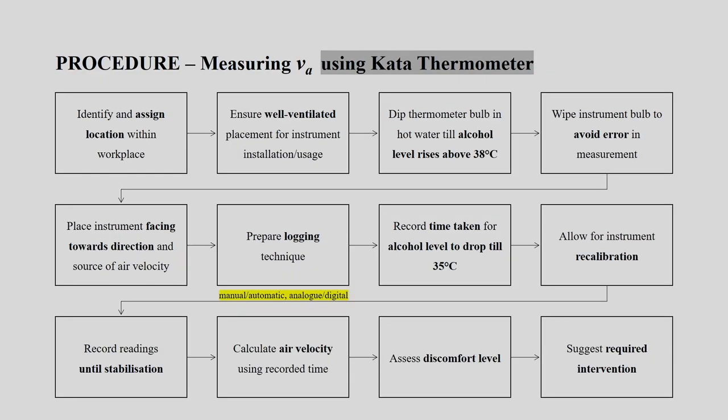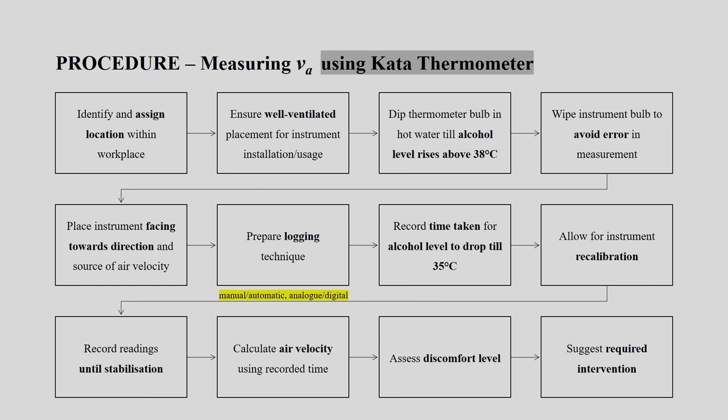So what is the procedure? First, you need to identify the logging places, like position and space, where good ventilation needs to be maintained. The next step is to dip the thermometer bulb into hot water till the alcohol level rises to 38 degrees Celsius. So in hot water, you have to dip the catathermometer. Wipe the instrument bulb to avoid any error in the measurement; you need to follow that precaution. Then place the instrument facing the direction and source of air velocity. So in whichever direction the air is flowing, you place the thermometer in that particular location.